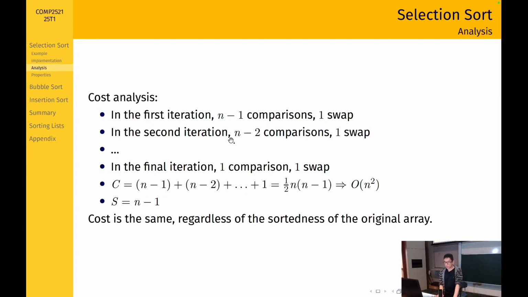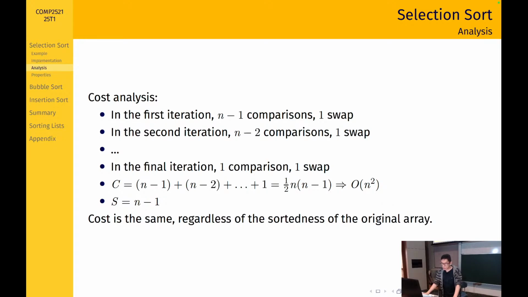So in total, the number of comparisons is going to be n-1 plus n-2 plus n-3 plus and so on, plus 1. That's going to be equal to half times n times (n-1). It's just an arithmetic sum. And that expression is O of n squared. If we remember, we take away the lower order terms and constant factors, so that's going to be O of n squared.